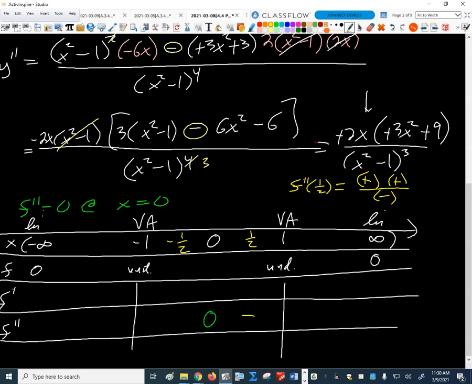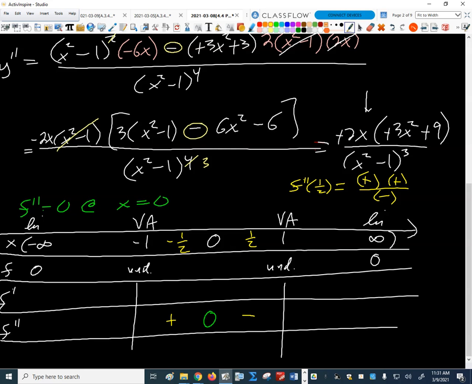What about at negative 1/2? If I did the same thing at negative 1/2, the bottom is going to stay negative, isn't it? That factor is always positive, but this one becomes negative. So it's going to look like that. So it does change concavity at 0.